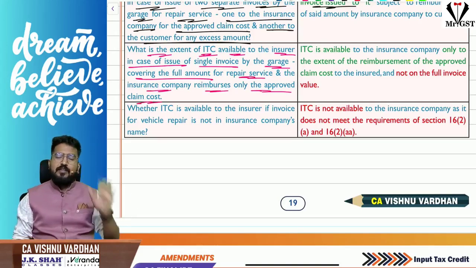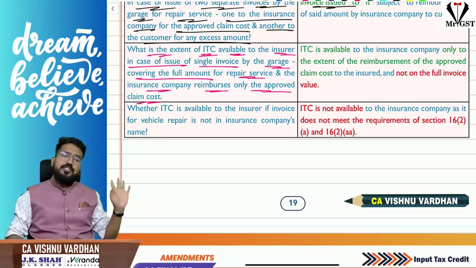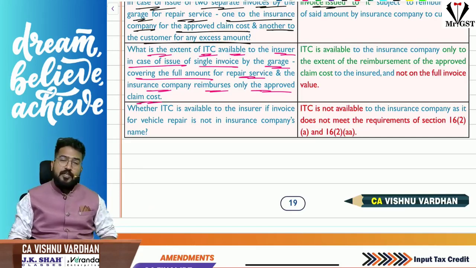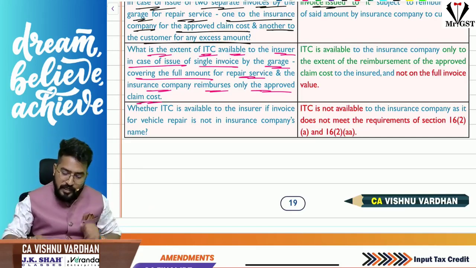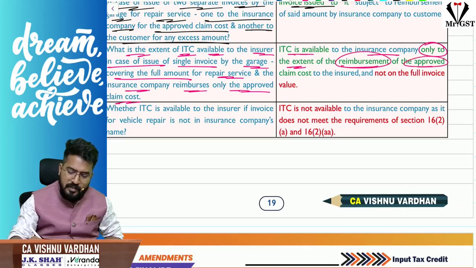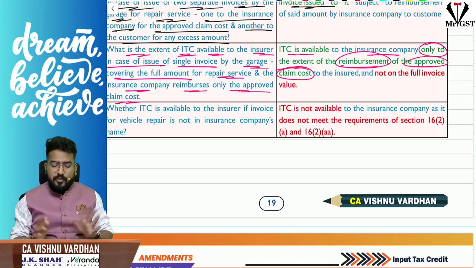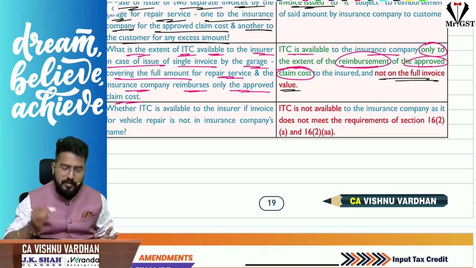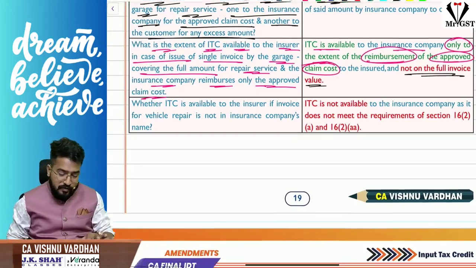Full 1 lakh, that garage fellow gives the invoice to the insurance company, in the name of the insurance company. Can the insurance company take 1 lakh ITC fully? No, only 80,000. ITC is available to the insurance company only to the extent the reimbursement is approved to the insured, not on the full amount, not on the full invoice value. This is another thing.